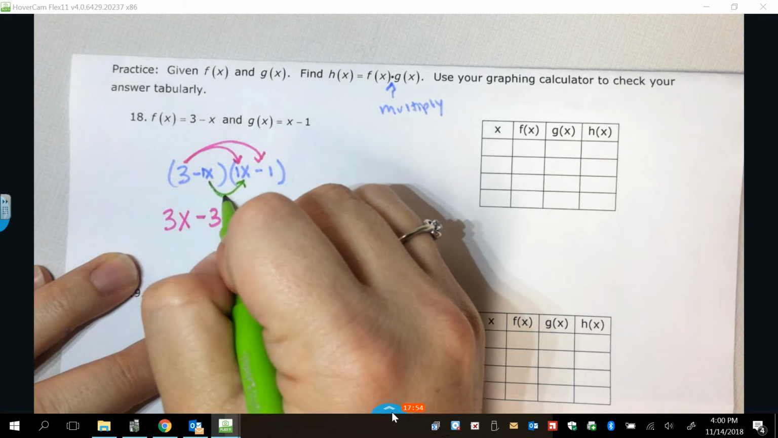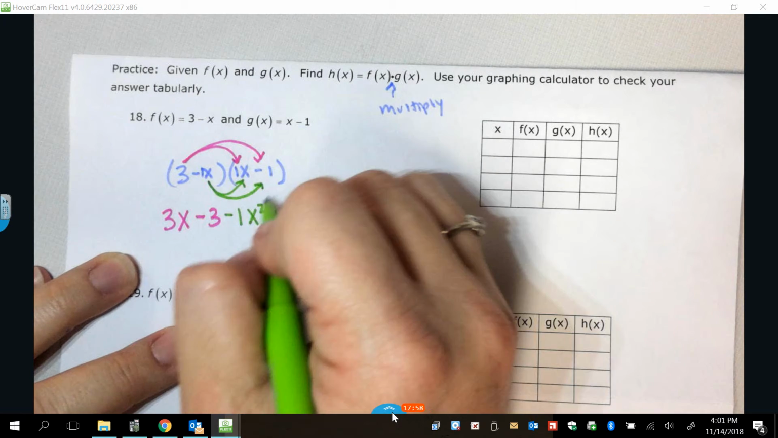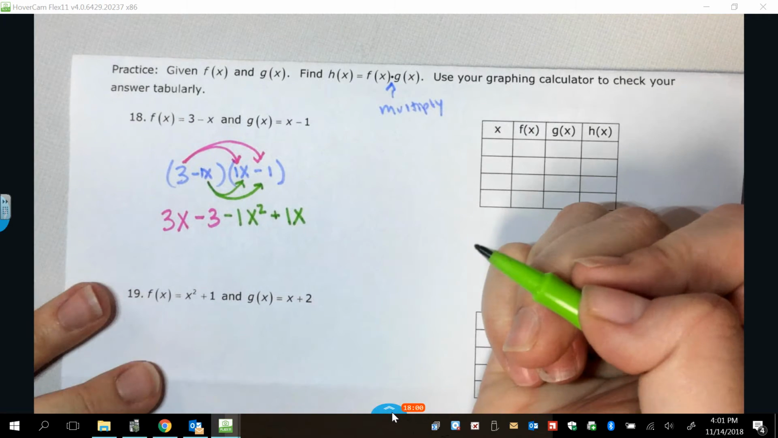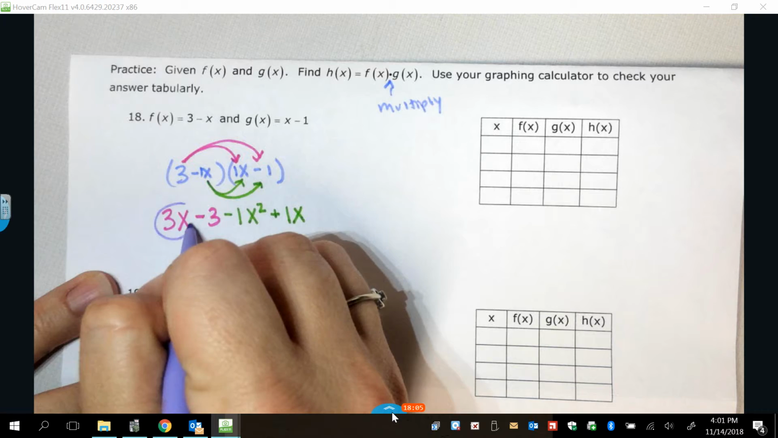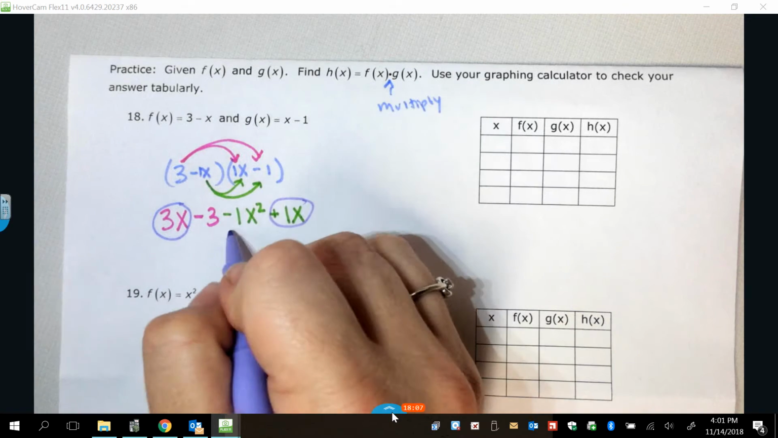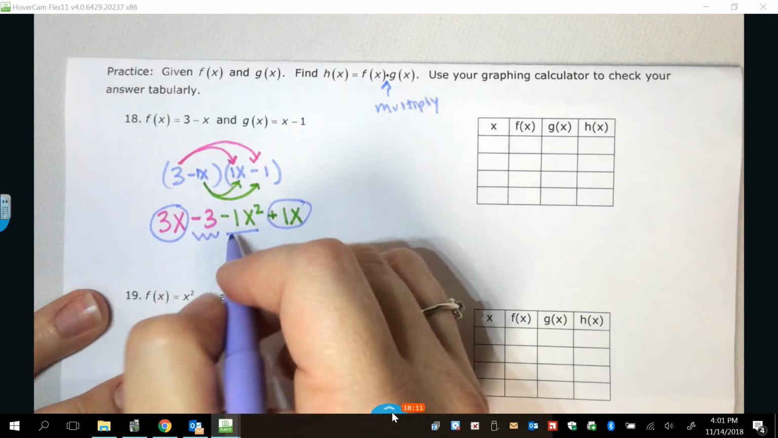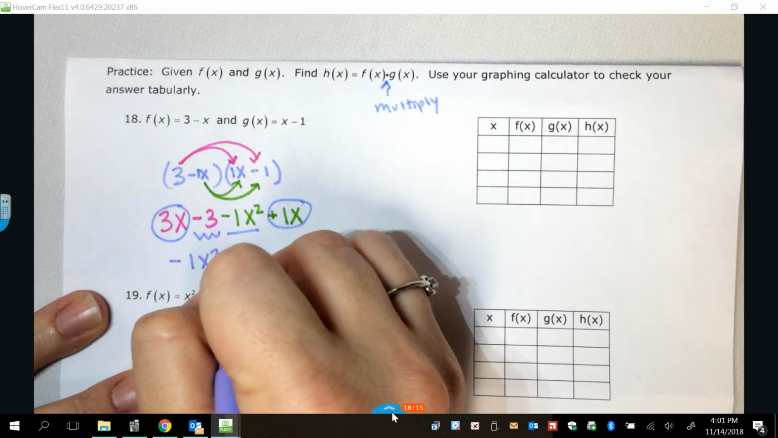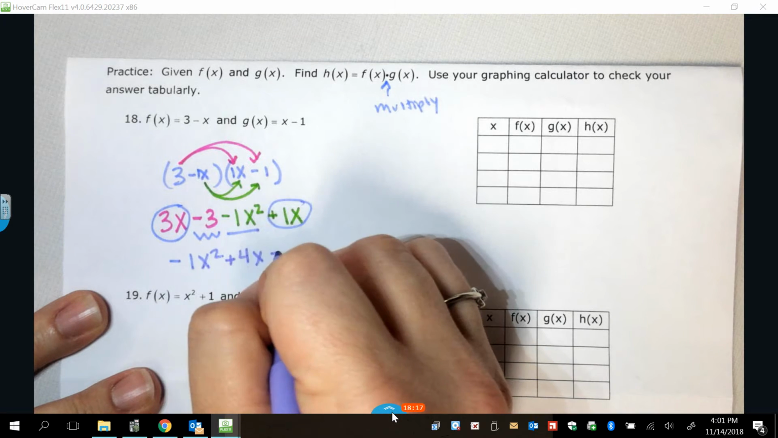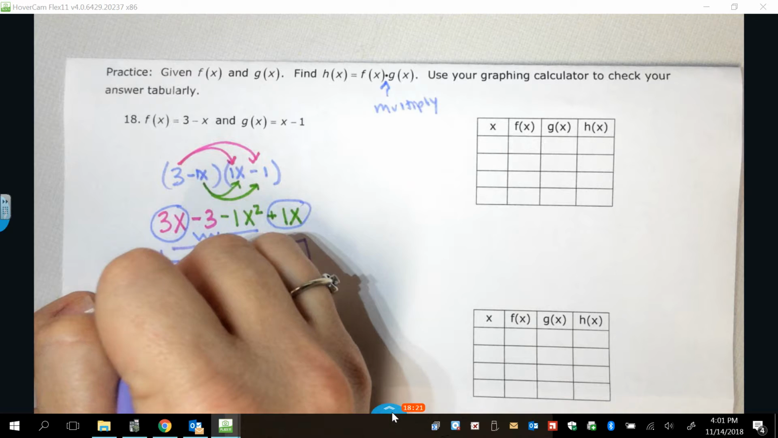Okay, and then negative 1 times negative 1, well, 2 negatives makes a positive, and they only multiplied x once, so it's just 1x. And now we'd combine our like terms. So we have 3x, and we have positive 1x, and we have negative 1x squared, and we have a negative 3, sorry. So I'm going to bring down my negative 1x squared. 3x plus x is positive 4x. And bring down my minus 3. Oop, this is my h of x.